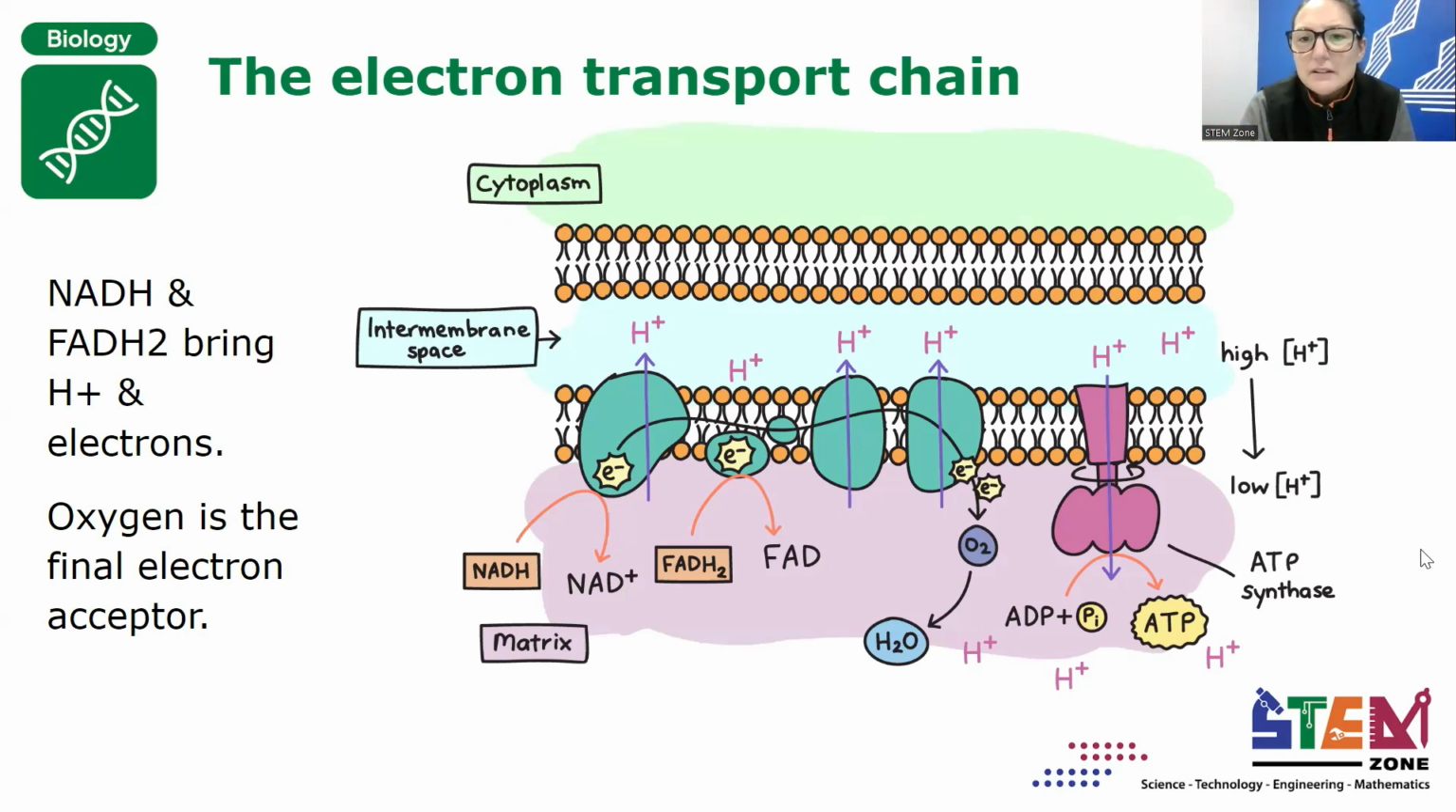So here's our electron transport chain. This is part of the membrane of the cristae. Here you've got the cytoplasm up the top in light green. So you can see this is the membrane, the sort of outer membrane of the mitochondria, that first layer. Then you've got the intermembrane space, and then you've got your cristae membrane, so your inner membrane. Then inside that area is the matrix.